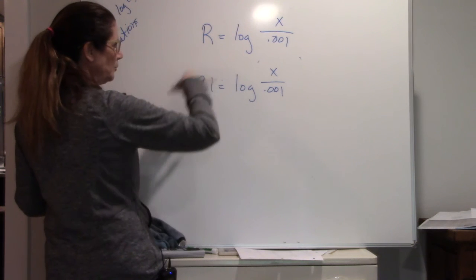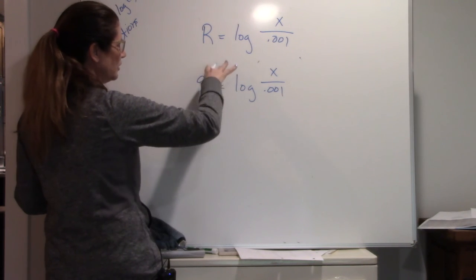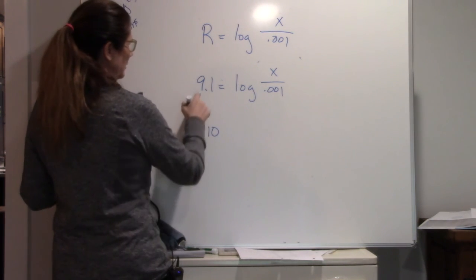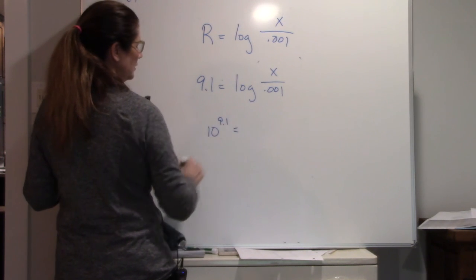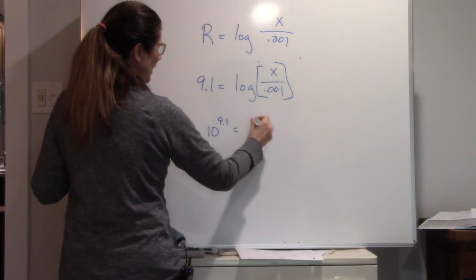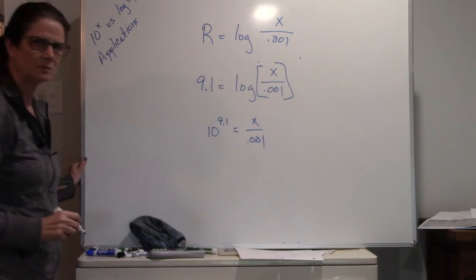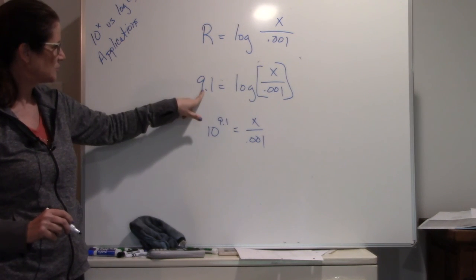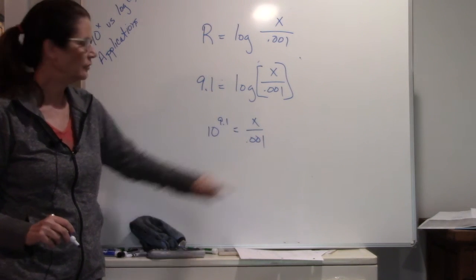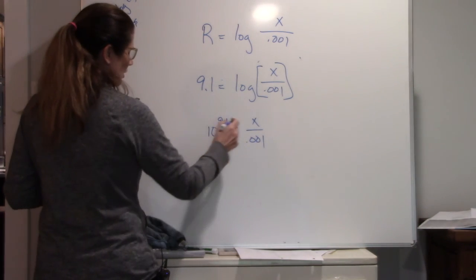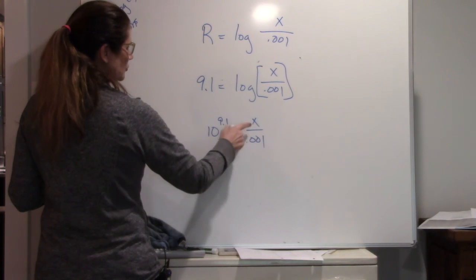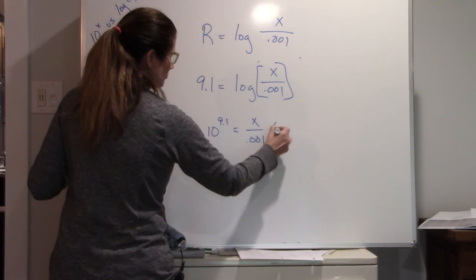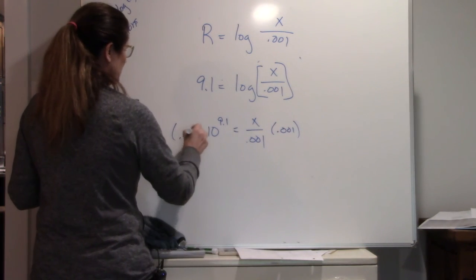Okay, so this one is set up a little bit differently, so we need to make sure that we understand all the parts. Log is base 10, 9.1 is the exponent, and this is what that equals. Again, just rearranging it: log is base 10, this is the exponent, and this is the total. Now we're just going to solve it. You want x by itself, so this is x divided by 0.001. To get rid of the divided by 0.001, we multiply by 0.001.